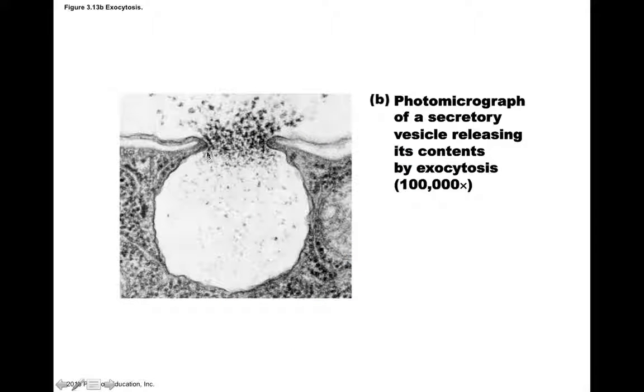And this slide is just showing an electron micrograph of exocytosis in a living cell. So you can see here's the vesicle, and it's fusing with the plasma membrane. You can see all those cellular contents just being dumped out. And it's the process of diffusion that allows these molecules to move from the vesicle into the extracellular fluid. And we're seeing this at 100,000 times magnification, so it's very, very tiny.